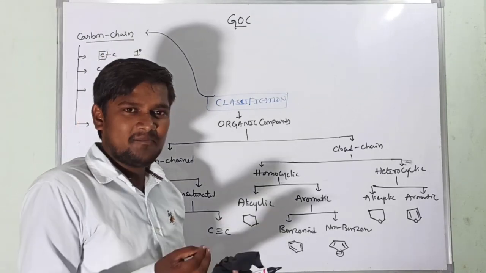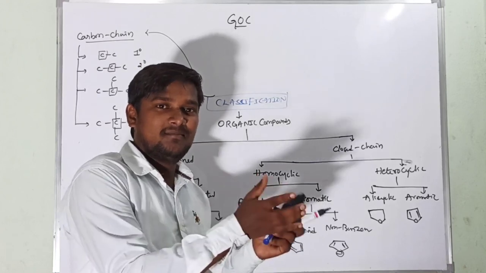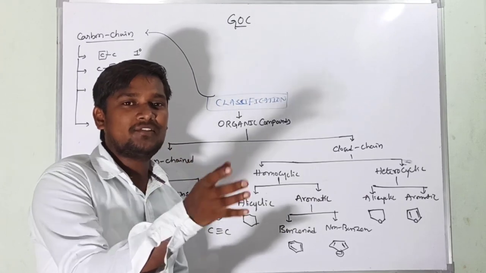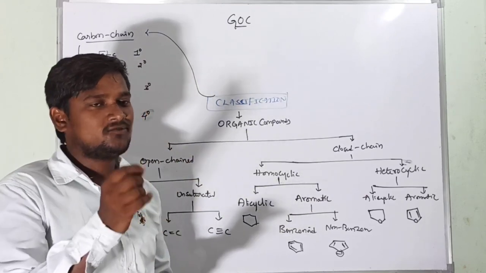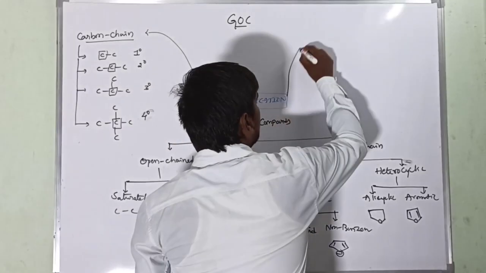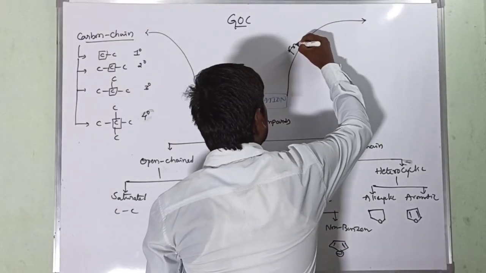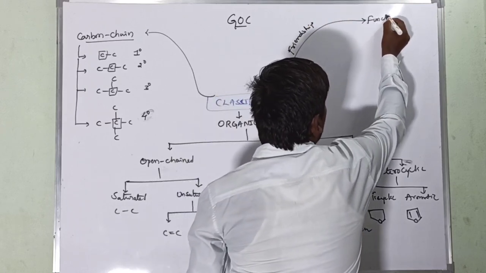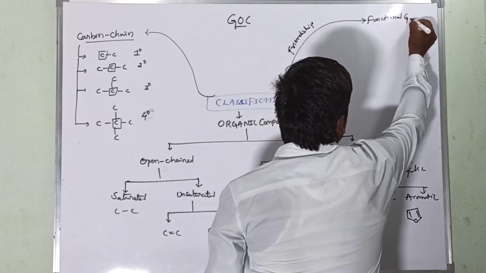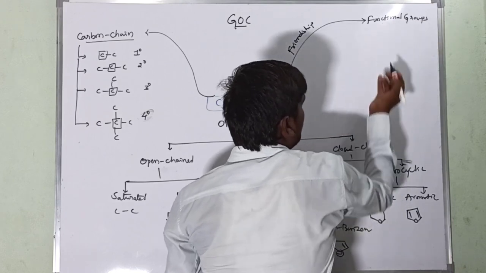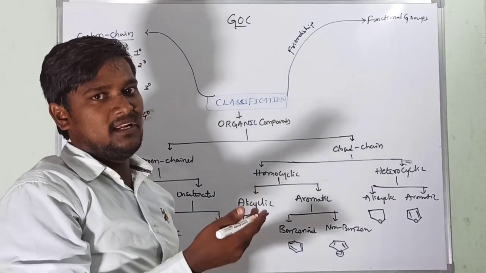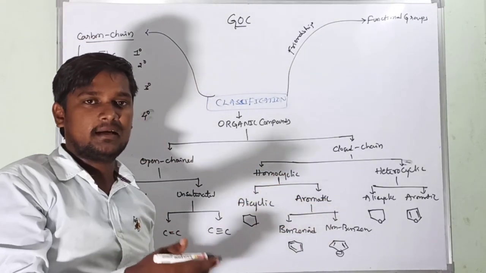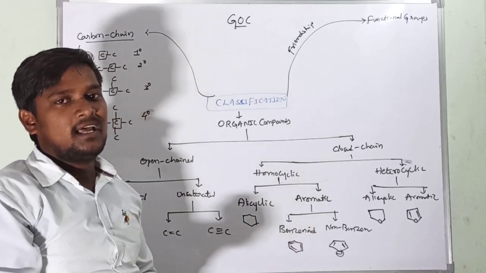carbon chain compounds. Again, carbon has a friendly nature with some elements like oxygen atoms, nitrogen atoms, halogen atoms. With the help of those atoms, it forms many functional groups. So that is nothing but the friendly nature of carbon atoms, like a friendship with other atoms. That leads to the functional groups. Now the functional groups are mainly classified based on the carbon atom functionality, like carbon with oxygen functionality, carbon with nitrogen functionality, carbon with halogen functionality.